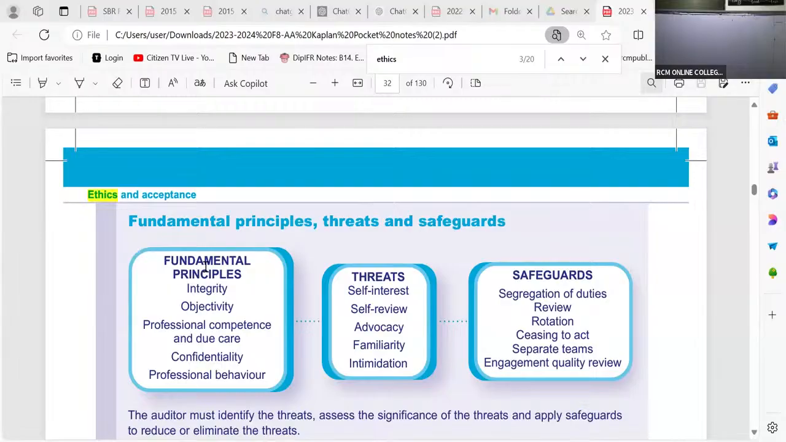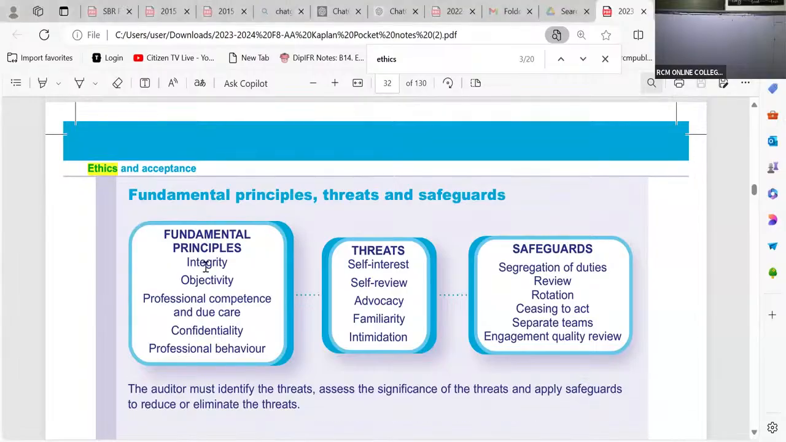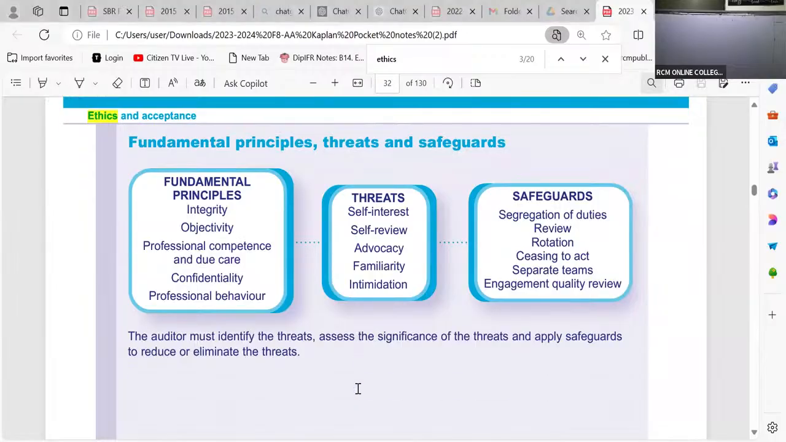So this is very, very important in your exams, ladies and gentlemen. And we are told here that the auditor must identify the threats, assess the significance of the threats, and apply safeguards to reduce or eliminate threats.